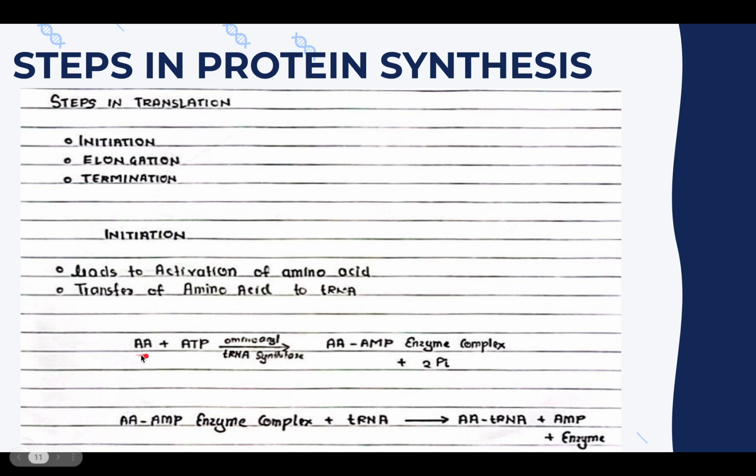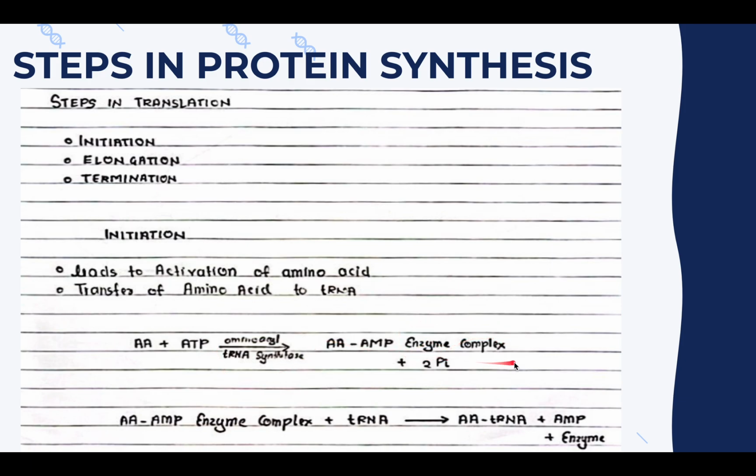So we have amino acid AA with ATP, which is adenosine triphosphate, also known as the currency of the body, which is the main source of energy. So AA plus ATP in the presence of aminoacyl tRNA synthetase. I'll repeat, aminoacyl tRNA synthetase. So AA plus ATP in this aminoacyl tRNA synthetase, we get AA-AMP enzyme complex.